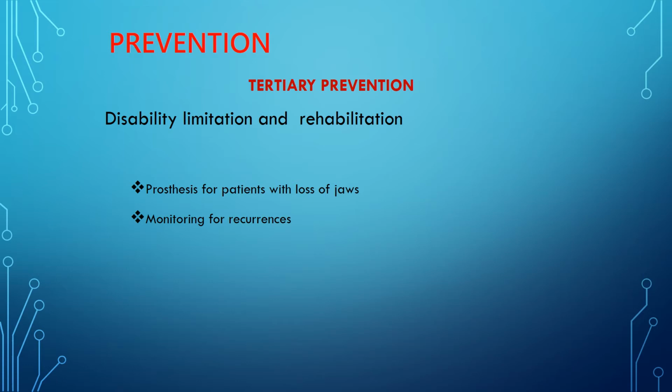Tertiary prevention: disability limitation and rehabilitation, prosthesis for patients with loss of jaws, and monitoring for recurrences. For example, when they have cancer of the maxilla, or one side of the maxilla, they have to remove the maxilla. Then in order for the patient to be able to eat and survive, the whole maxilla has to be replaced so that the patient will look better, and the maxilla and mandible may be functioning again, maybe not fully, but it's much better than not having the maxilla.